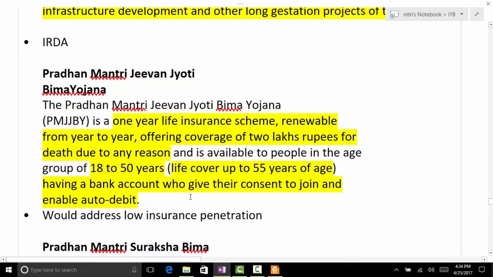People 18 to 50 years, life cover of 50 years of life cover up to 55 years of age and having a bank account who give their consent to join and enable auto debit. How much is the contribution?